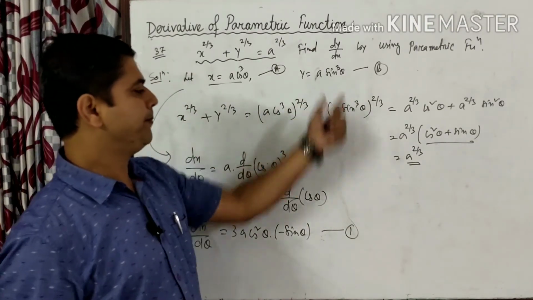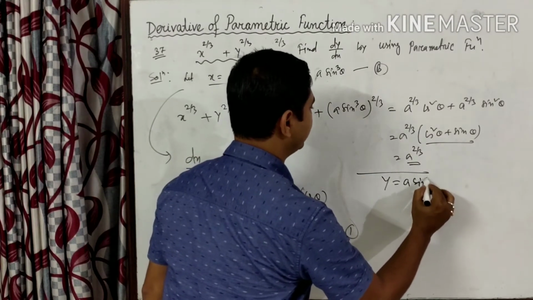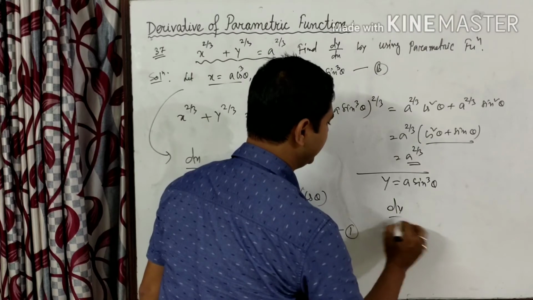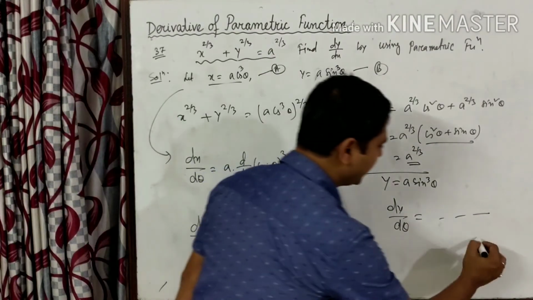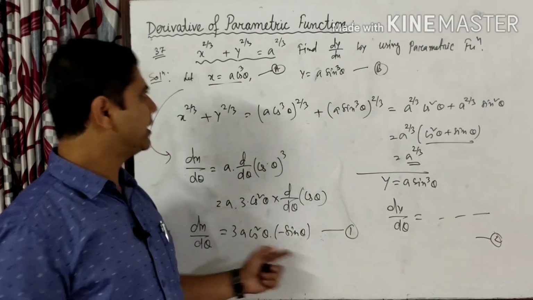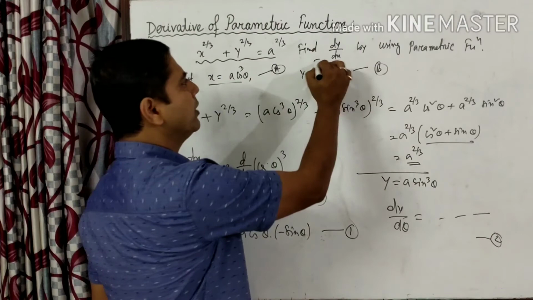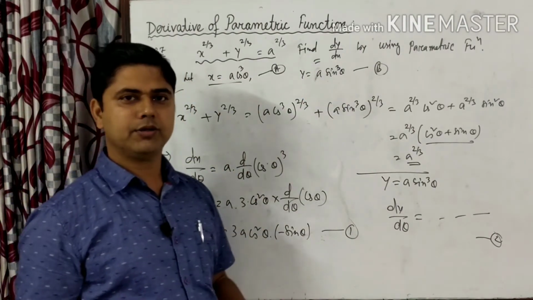Similarly, you can find from y equal to a sin cube theta, dy by d theta, by the same procedure. This one is equation 2. If you divide 2 by 1, you will definitely get the value of dy by dx. You can find this part also.